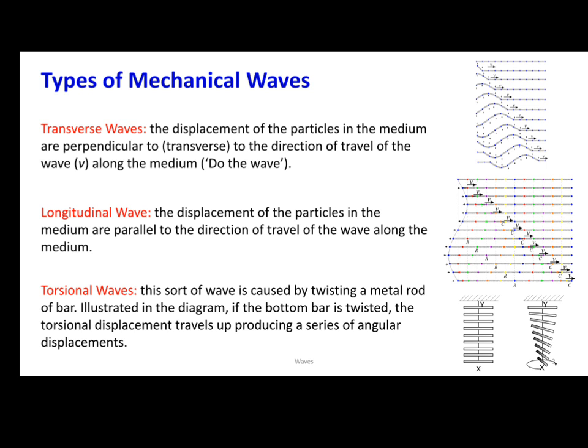Then we've got the torsional wave. This is caused by twisting of a metal rod. Well, I've shown it as twisting of a metal rod. Okay. You've actually got twisting and displacing. We covered these two in Physics 1. So the actual particle itself does not move from its position, only around its position, and energy is transferred from particle to particle.